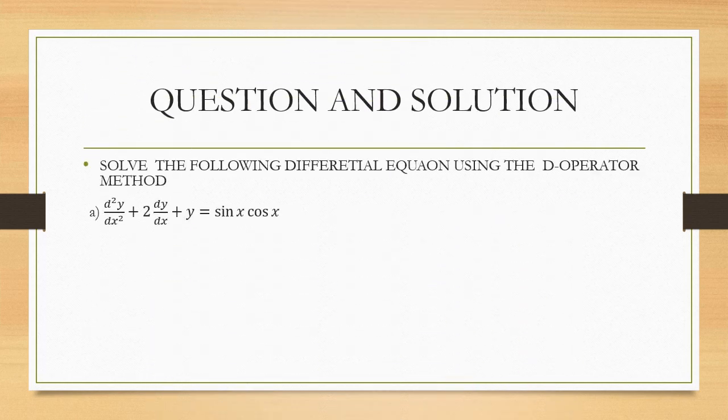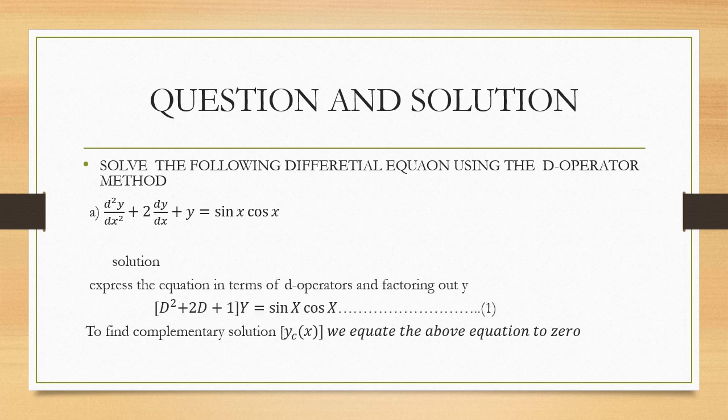We have here a question that I want us to go through and see the steps we are going to use to solve it. The question is that we want to solve d squared y over dx squared plus 2 dy/dx plus y is equal to sine of x cos of x. So the first thing is we need to express the equation in terms of the D operator.